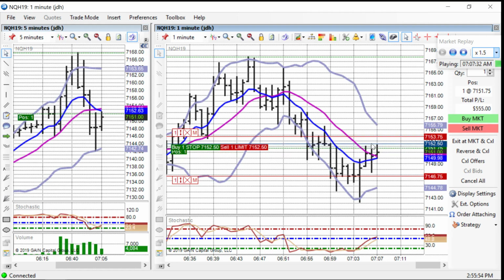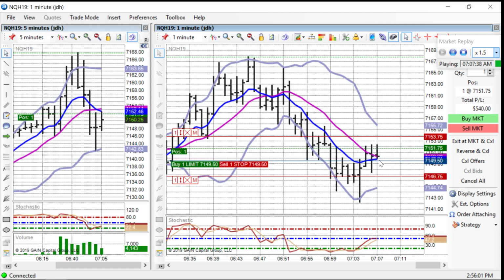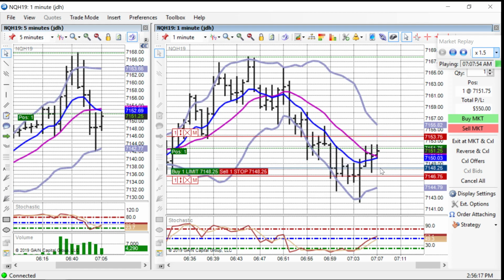Even though this would be the number 2 point, I'm getting it a little bit early, I guess. Sometimes these trend changes can be agonizingly slow.